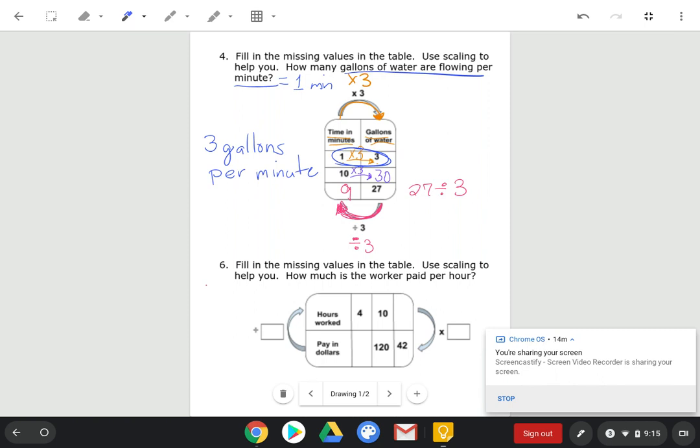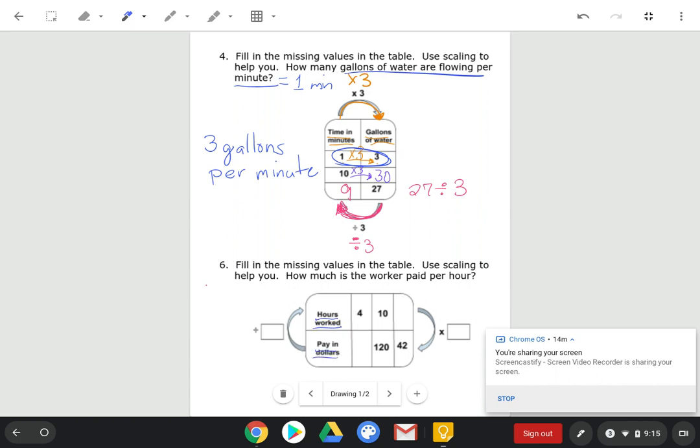So anyway, same thing. We're filling in the missing values of the table. We're using scaling to help us. And then we're going to tell how much the worker is paid per hour. So again, first thing you want to do is just read carefully and know that the top row represents the hours worked, and the bottom row represents the pay in dollars.